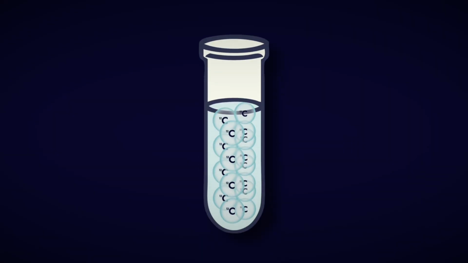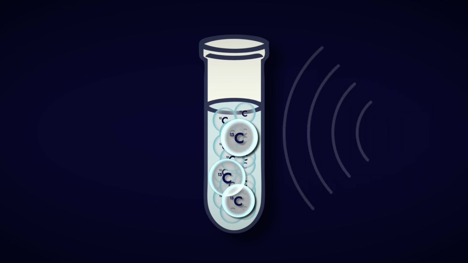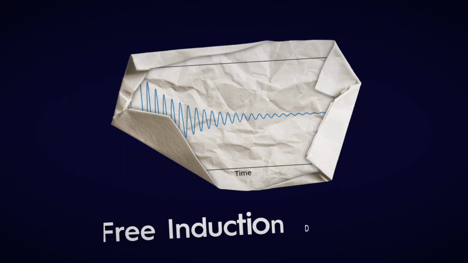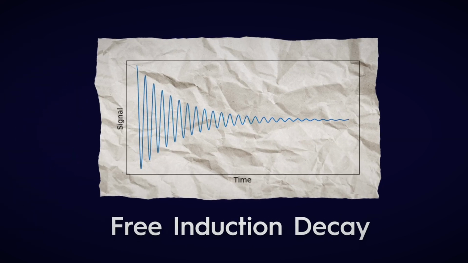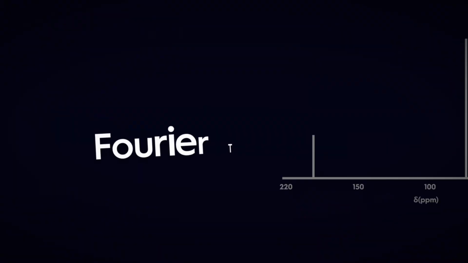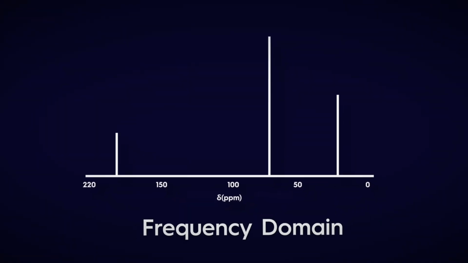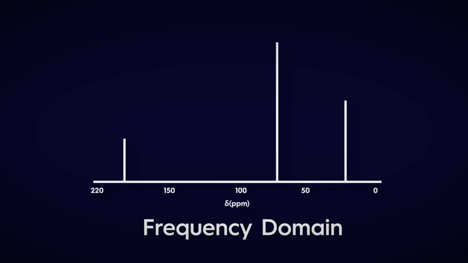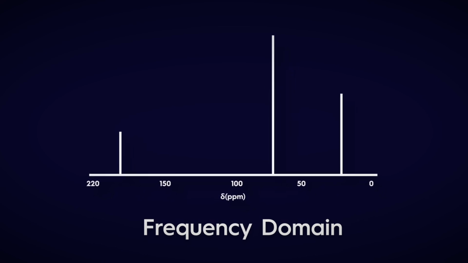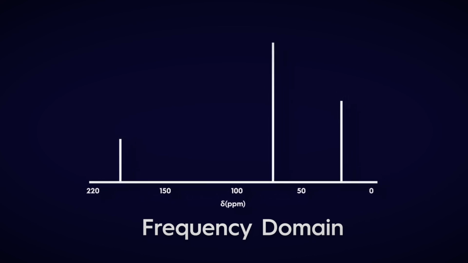Fourier transform NMR makes this fast. One short pulse excites all the carbons at once. The instrument records a time signal called a free induction decay. A Fourier transform converts that time signal into the frequency spectrum you read. With digital averaging, you can gather a usable carbon-13 spectrum in seconds.